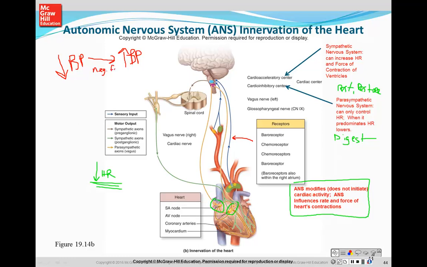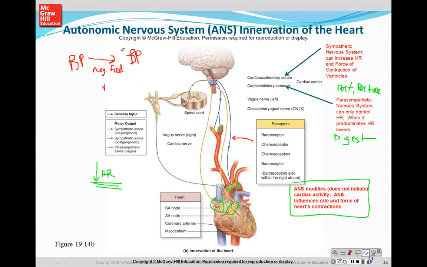So, very, very simply, I'll abbreviate. To do this, if you're thinking about which system should predominate, it should be the sympathetic system. Because in order to get my blood pressure back up to normal, I need to get my heart rate to speed up. And as we'll see, the force of contraction of the heart can also speed up, and that can lead to increased BP.